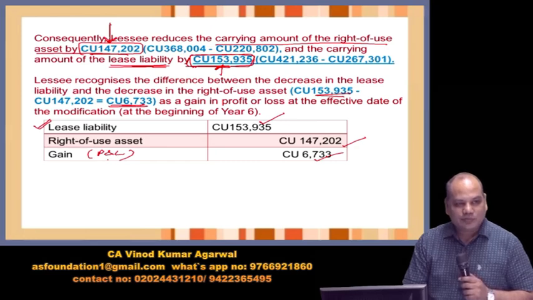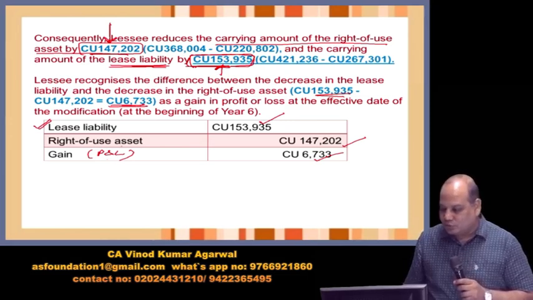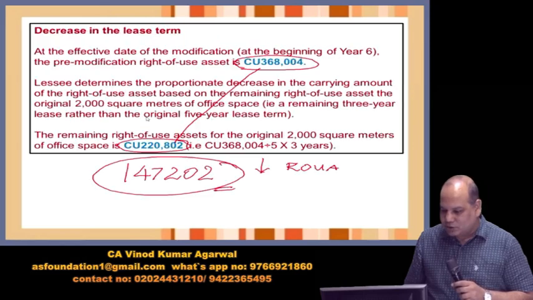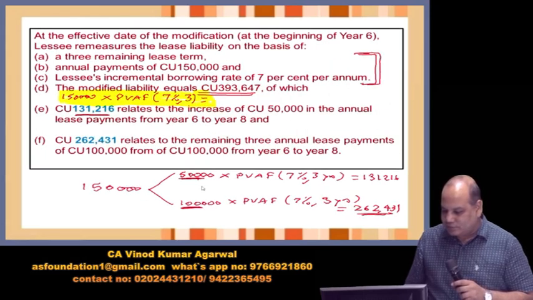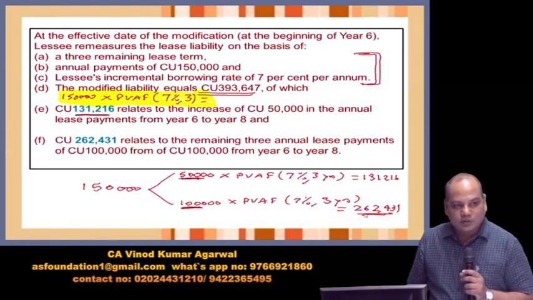Story is not over. This is only for decrease in the scope, gain calculation. Now I will go to some earlier slide to understand. Now see on the screen, there is a small diagram here. 1 lakh rupees was the original rental, 1 lakh per annum. Because there is a modification, I will use the revised discount rate. This original liability would have been 262,431. 262,431 should be the liability.